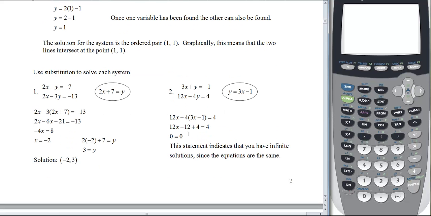Now, just say for instance that when I did this I came up with a false statement like 0 equals 7. That would be a false statement, and that would indicate I've got parallel lines, which means my solution would be no solution. Okay, so you need to try some of these problems.